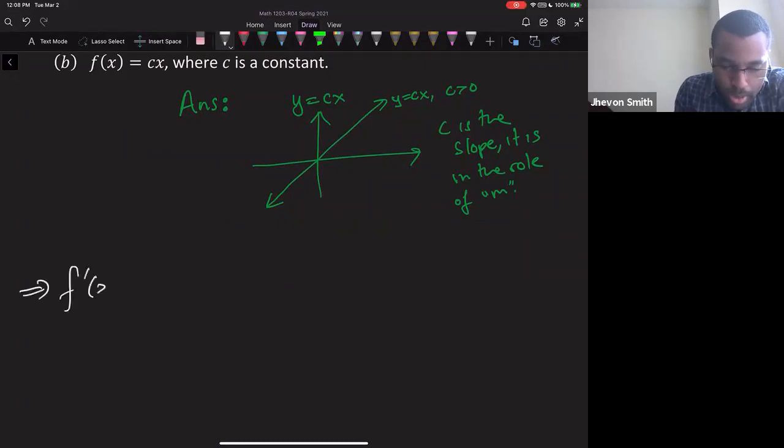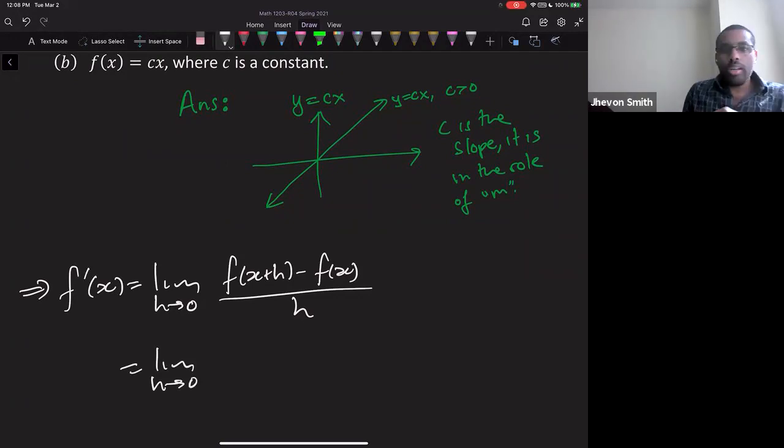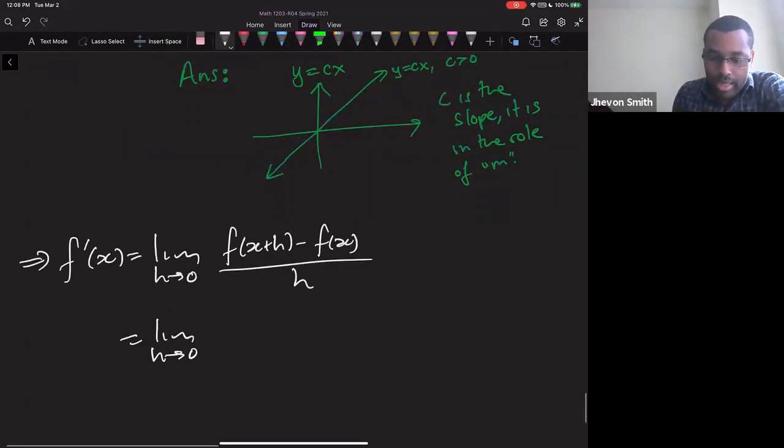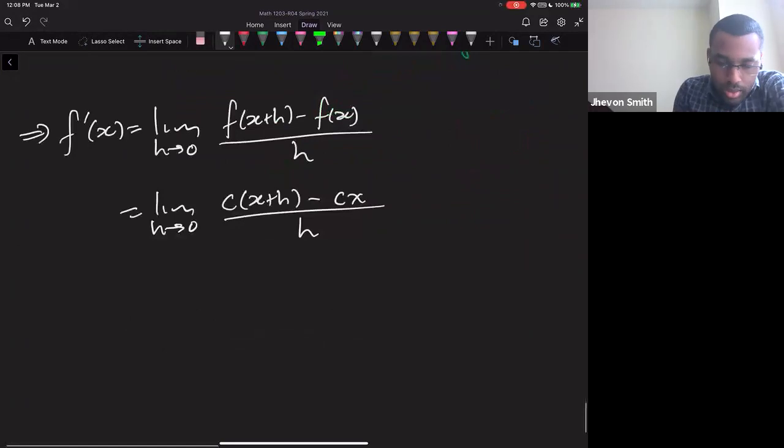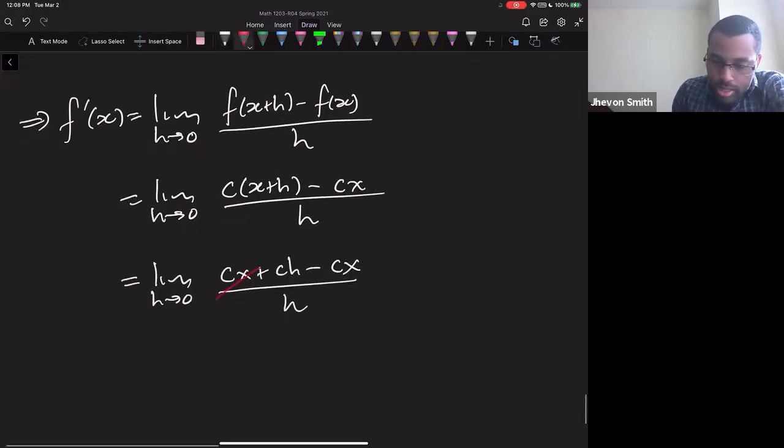Well, we can go back to the definition of f of x plus h minus f of x all over h. If our f of x is cx, well, that means this is c times x plus h minus c times x all over h. So I would expand this. The cx's cancel each other.